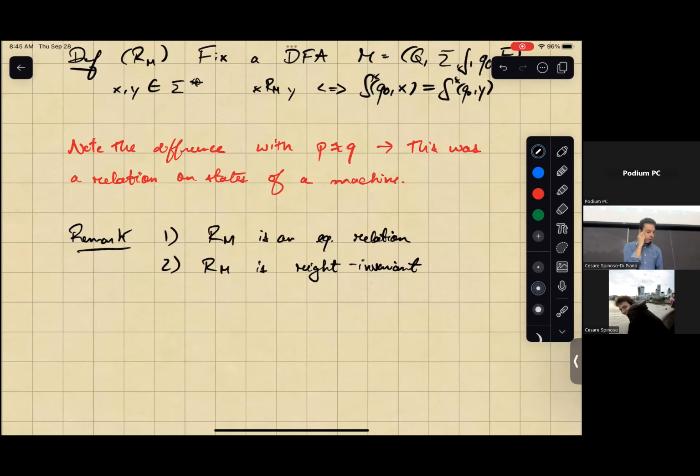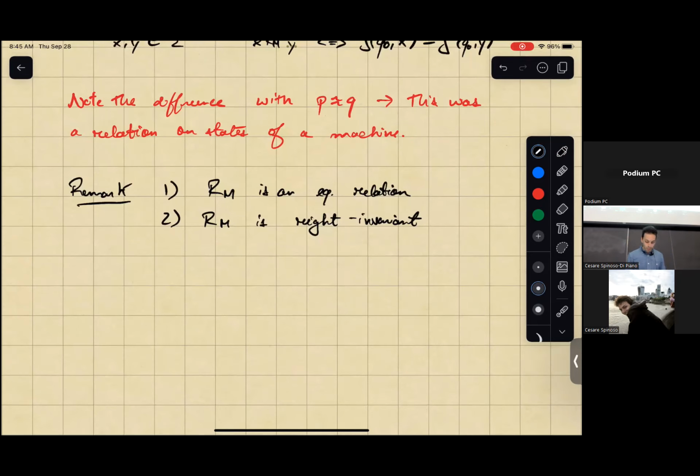So remember what right invariance means. It means that if I have a pair of strings which are related and I stick any string to the right, the same string to the right, then those two other strings should also be related. Well, let's see if that happens. So suppose I have a pair of strings x, y in sigma star, and suppose that x is related to y via R sub M.